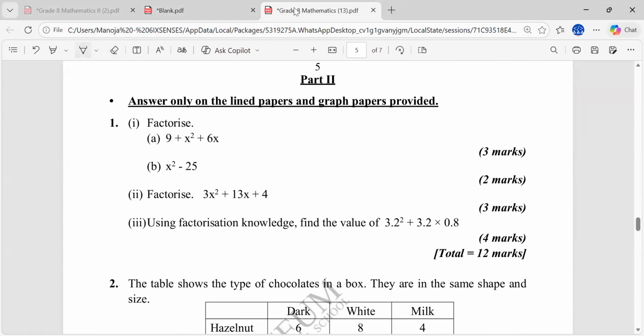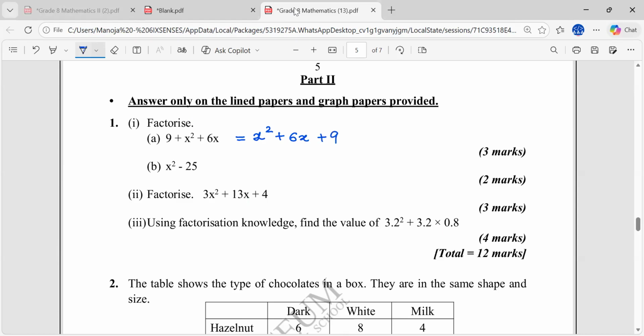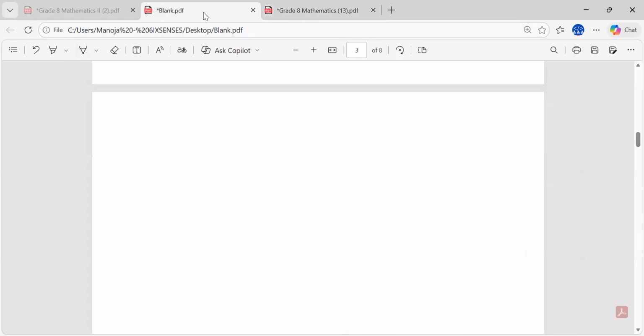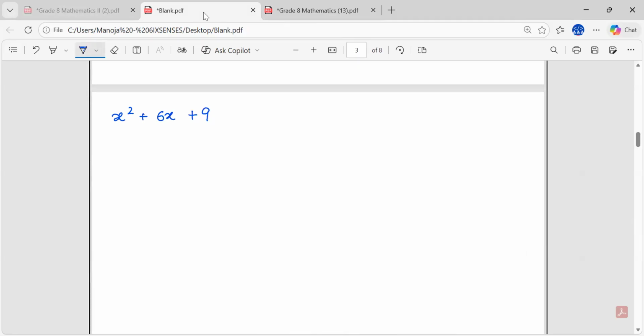So then you can see they have given it in a different order. They have given 9 first and the x squared in the middle. So then what you can do, children, you can rewrite this: x squared plus 6x plus 9. You can rewrite this, right? And then you write x squared plus 6x plus 9. Then the factors of 9, you can write 1 times 9 and 3 times 3. So then you can write x squared plus 3x plus 3x plus 9.